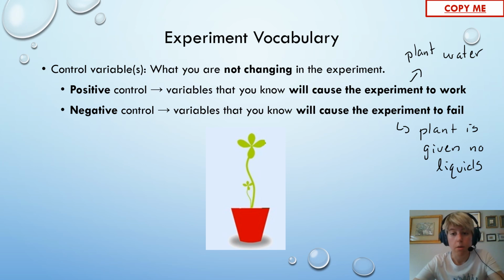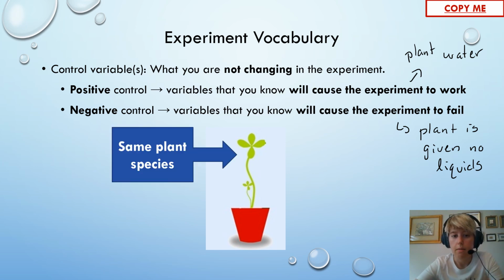So if we're talking about our plant, some control variables would be the same plant species. If we're doing an experiment to see what liquid is going to cause the plant to grow the best, we would want to do it on the same plant species. Then once we've figured it out for one species, we can test it on another species and see if it's the same liquid for different species. So that would be one.